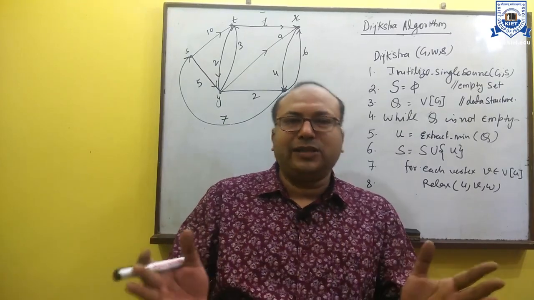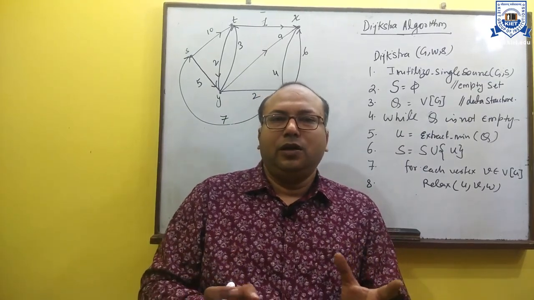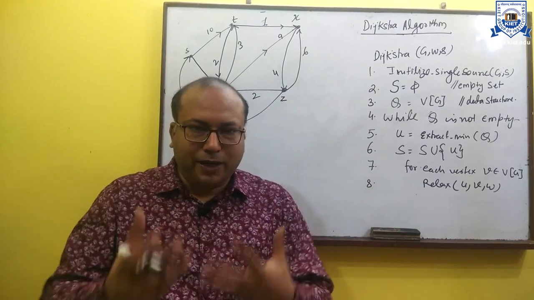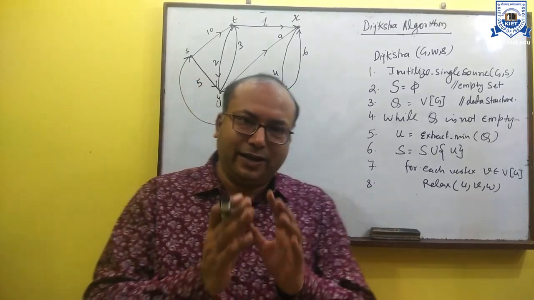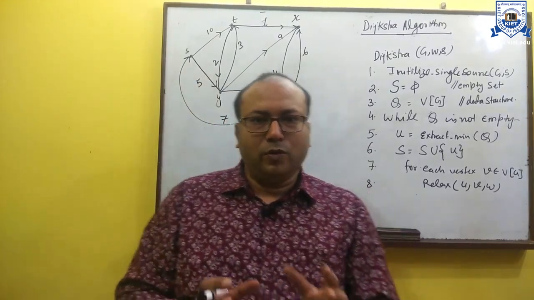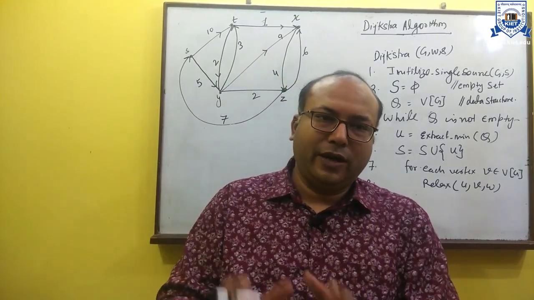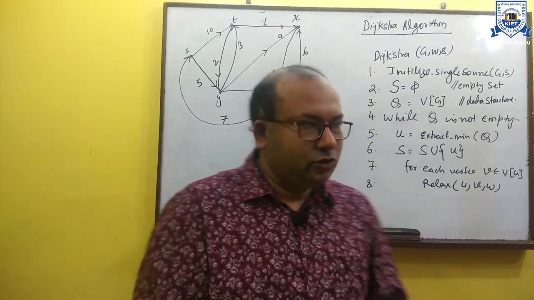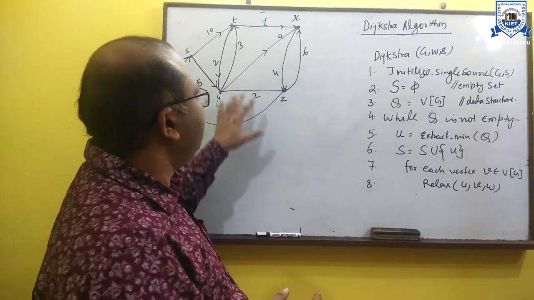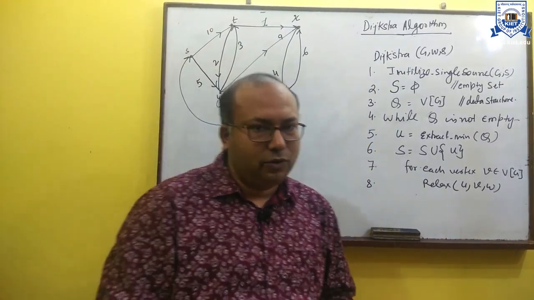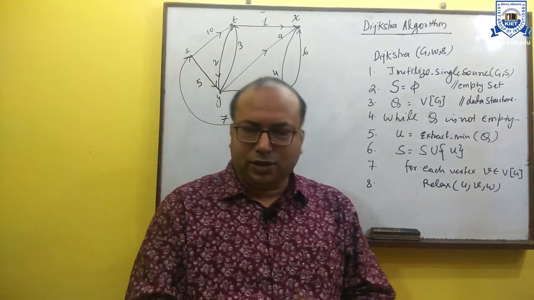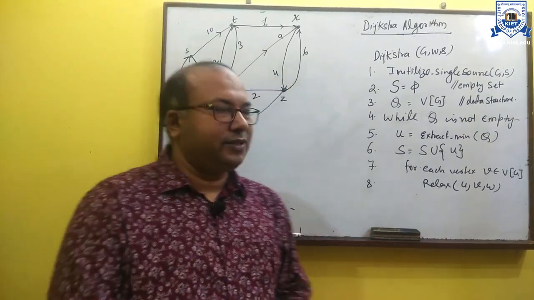So if no edge can be negative, the possibility of having a negative cycle becomes nil. So before applying the Dijkstra algo, make sure the graph does not have any negative edge. In this example, you can see that all the edges are positive, so we can apply the Dijkstra algorithm. This is the prerequisite for the Dijkstra algorithm.